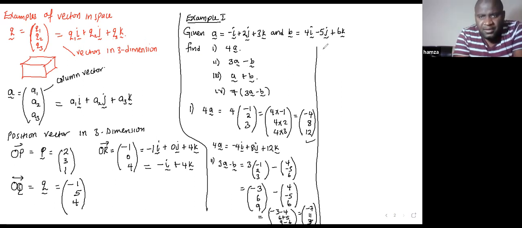Then when you come to Roman 3, it's just about addition of the two. One can say vector a plus vector b is the same as negative 1, 2, 3, added on to 4, negative 5, 6.